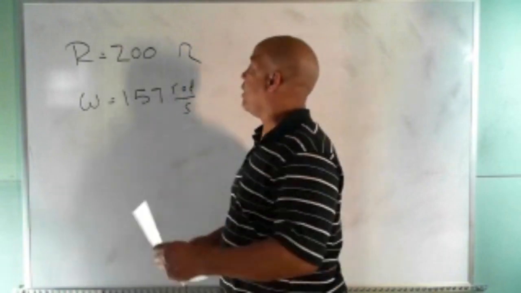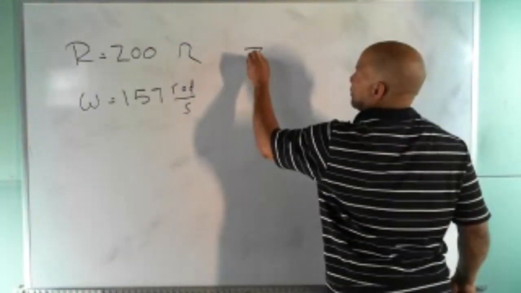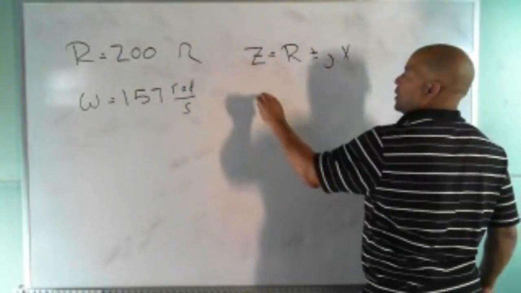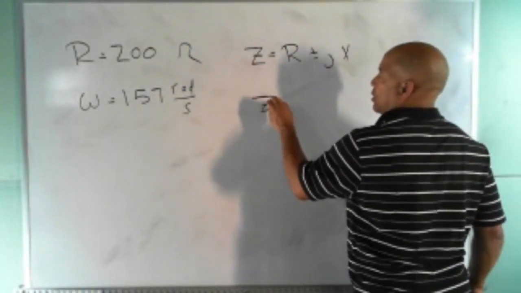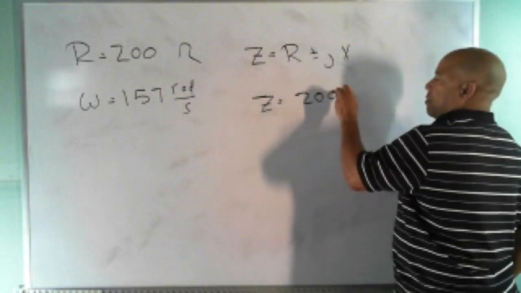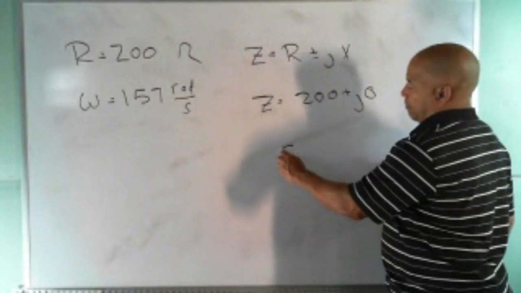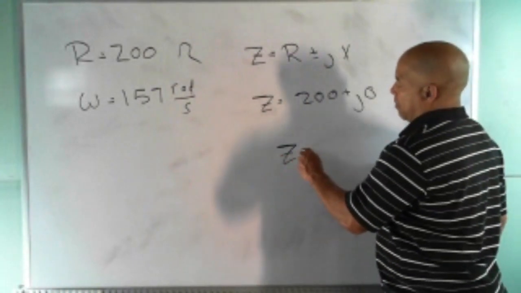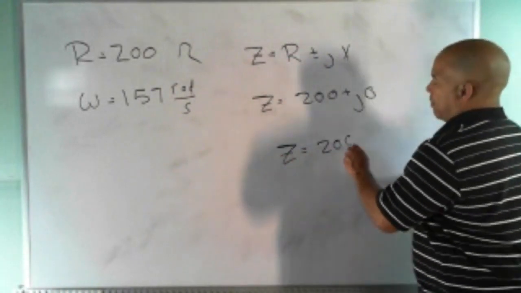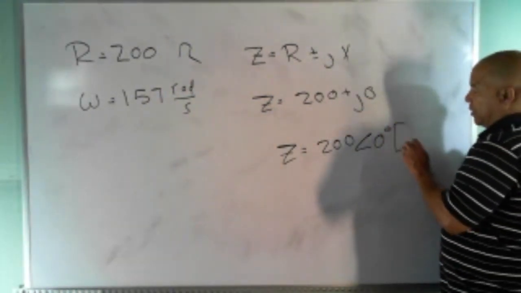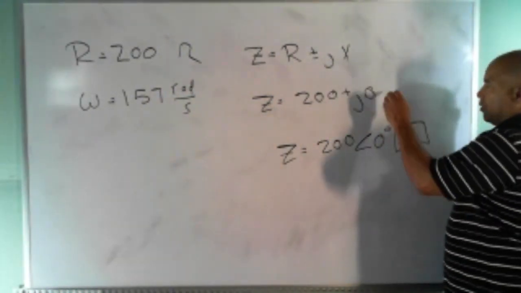If I want to write this in rectangular form, it would just be Z equals 200 plus j0. And in polar form, it's just 200. And again, if I just have that, then my phase is going to be 0 degrees. And in both cases, my units are ohms.